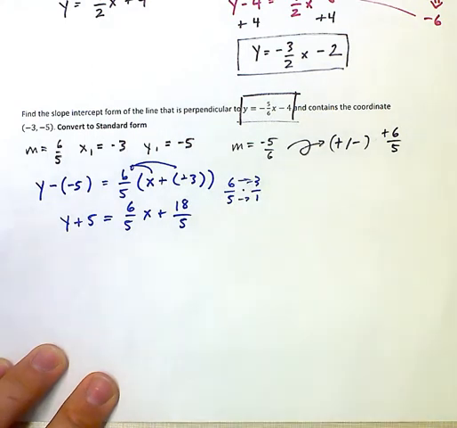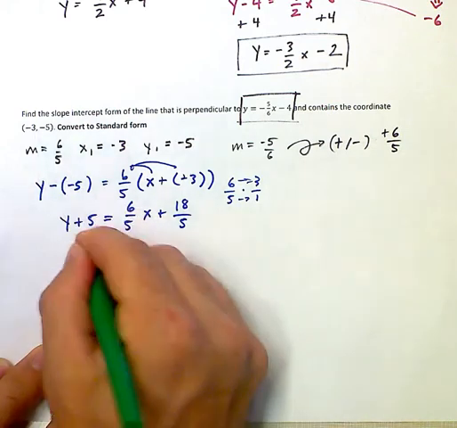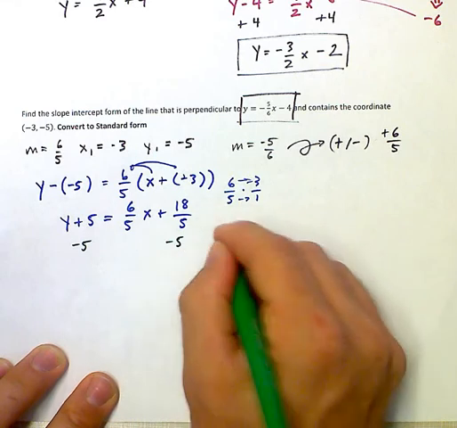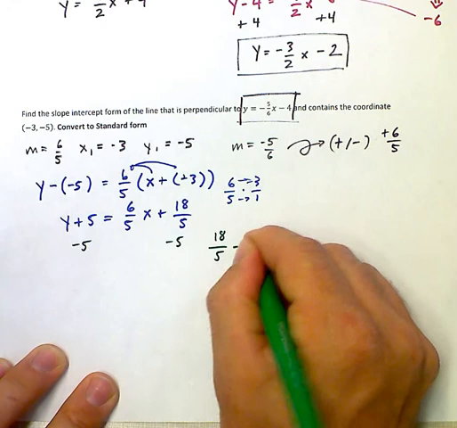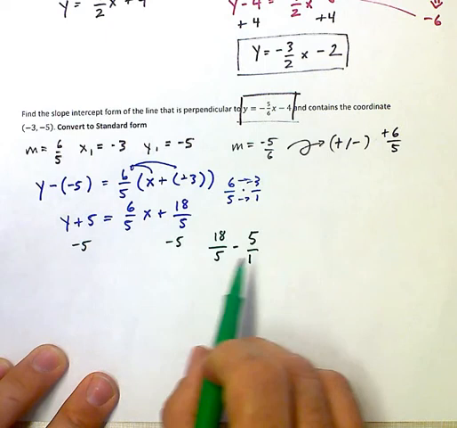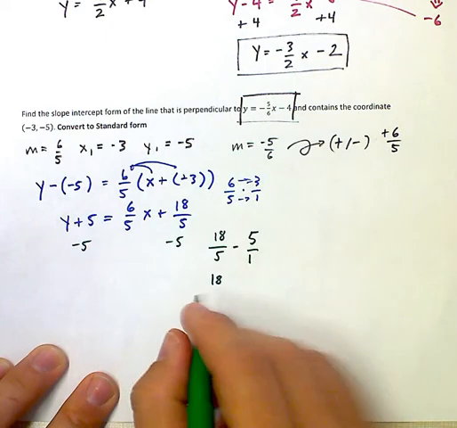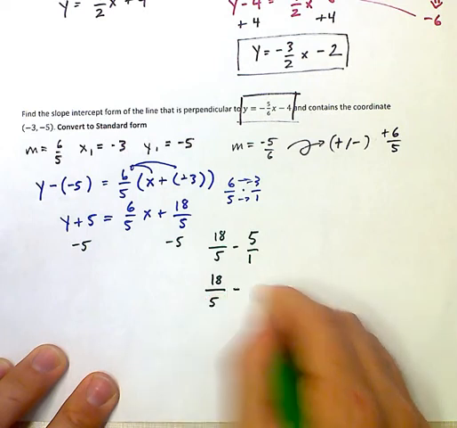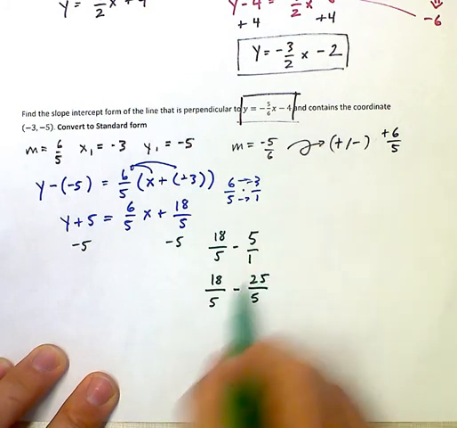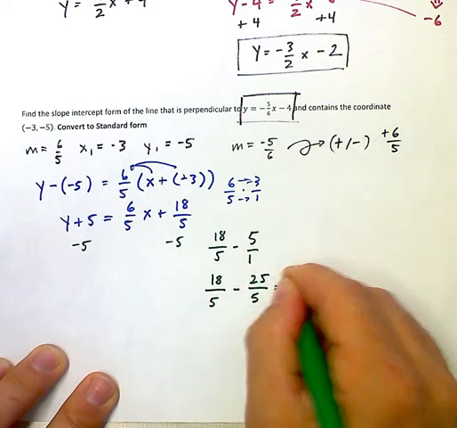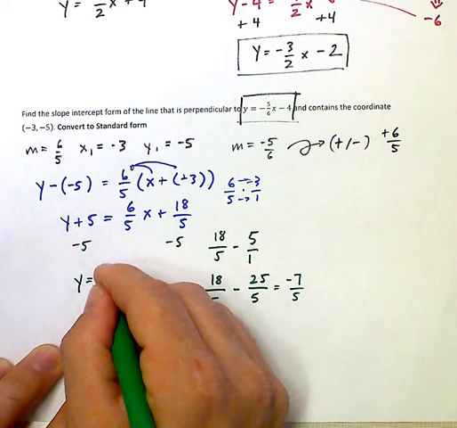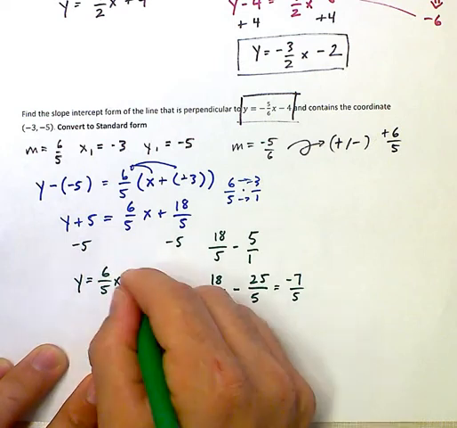And then I need to subtract 5 from both sides. Okay, here's my subtraction of 18 over 5 minus 5, which I can write as 5 over 1. In order to subtract this, I need to do 18 over 5 minus, now 1 times 5 is 5, so 5 times 5 is 25. And the difference of this, 18 minus 25, is negative 7 over 5. So this becomes y is equal to 6 over 5 x minus 7 over 5.